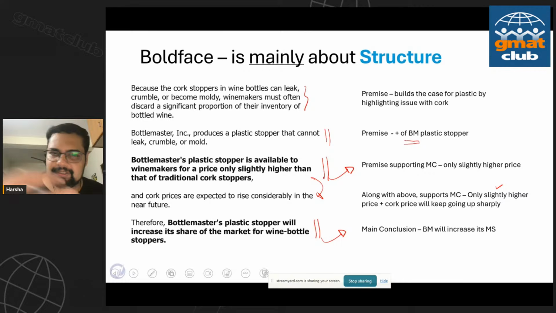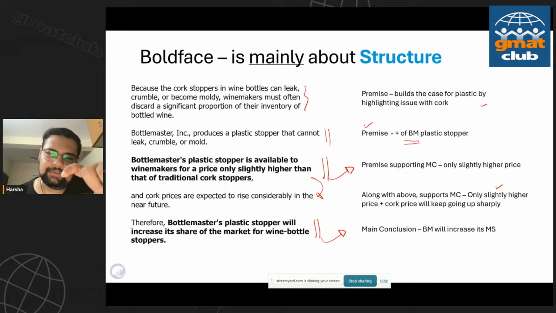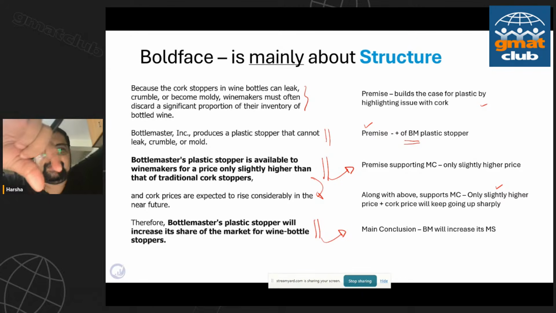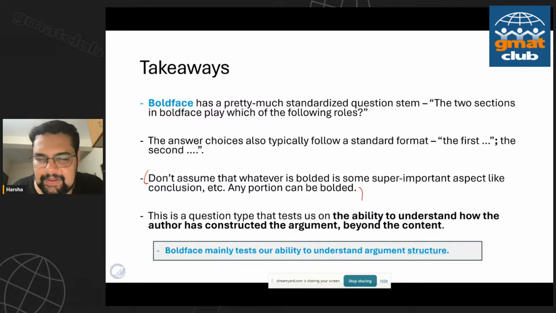There's of course the subject matter which you've understood, but beyond the subject matter, you're looking structurally. Okay, this is the conclusion, the author is supporting it with this premise, and the author is bringing in that information. What you're doing is looking at structure. In this aspect, boldface is similar to questions like flaw, method of reasoning, and even your entire RC is a detailed exercise in structure.